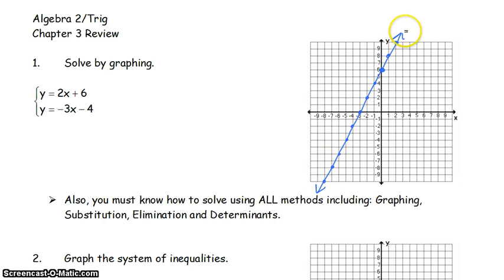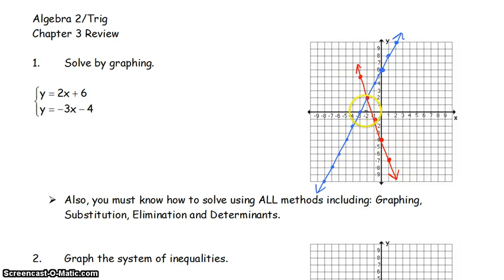The second line, we have a y-intercept of -4, and we have a slope of -3. So we're going down 3, right 1. We want to find the intersection point, so we want to build in the other direction, up 3, left 1, up 3, left 1.